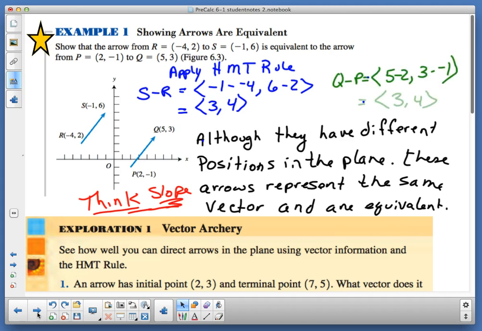I should probably pop that in there. Although they have different positions in the plane, these arrows represent the same vector and are equivalent. Okay, so I need you to know that. Now, I like thinking about slope, with the run over the rise, but we still have a and b as far as the direction it's going to go. So it's going to tell you.